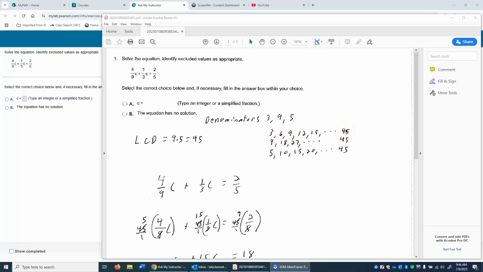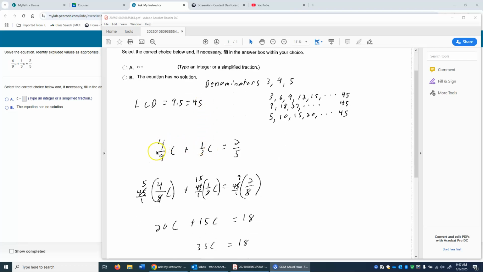Eventually you get to 45. 9, 18, 27, 36. Eventually you get to 45. 5, 10, 15, 20. All of these will eventually have a common multiple of 45. A little quicker way would be to just multiply 9 and 5 together. 3 is a factor of 9, so you can ignore the 3 and just multiply these two numbers. So 45 is the smallest thing to have in common.